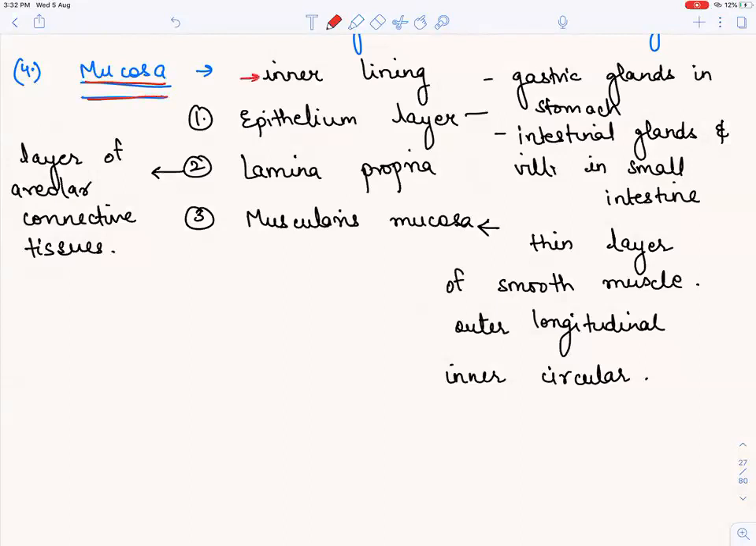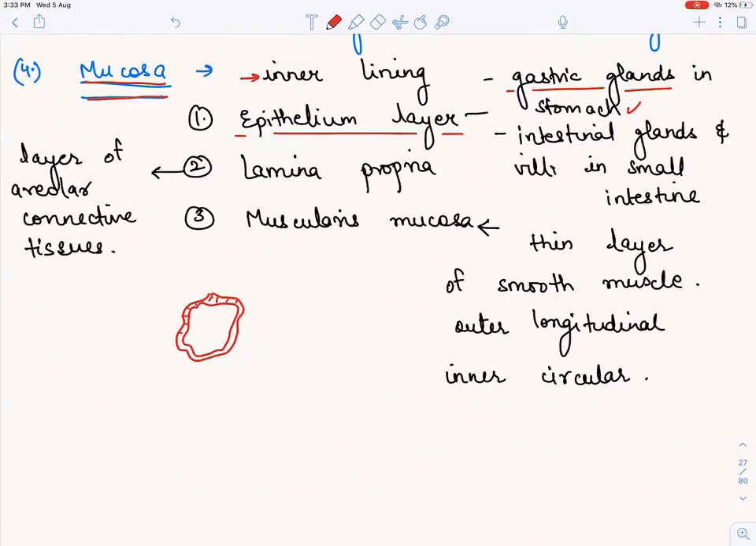It is the innermost layer and it has three parts. What are the three parts? The first part is the epithelium layer, which in stomach and in intestine is a little modified. In stomach, the gastric glands are getting formed from this layer, right? So if this is the epithelium layer that I am talking about, that is a single layer, right?